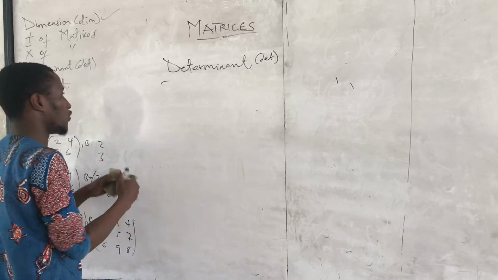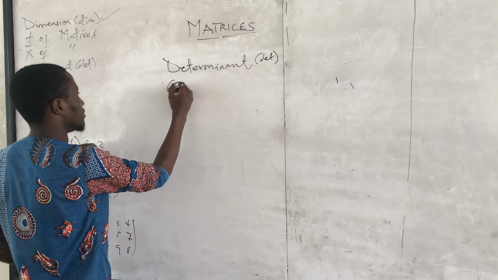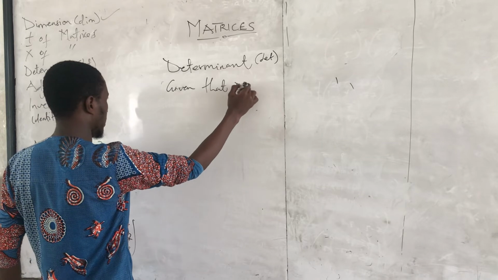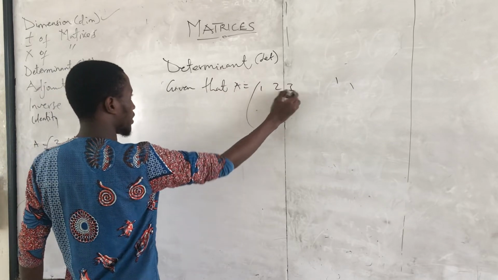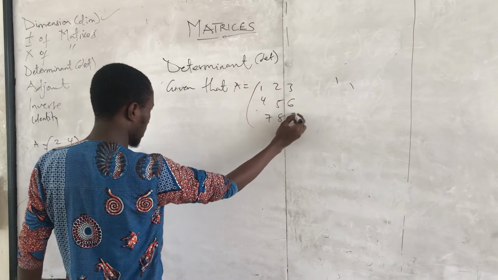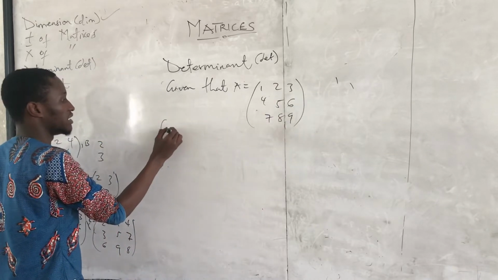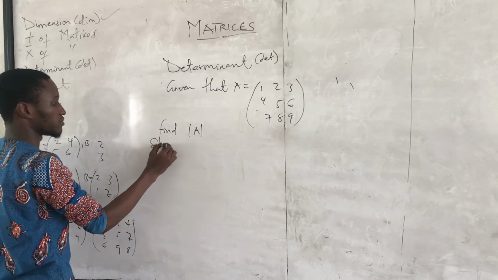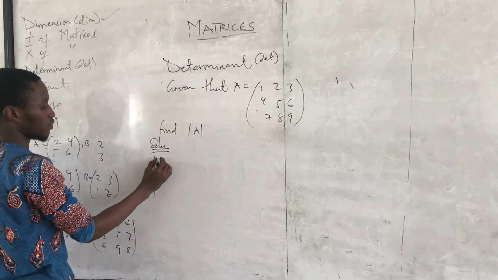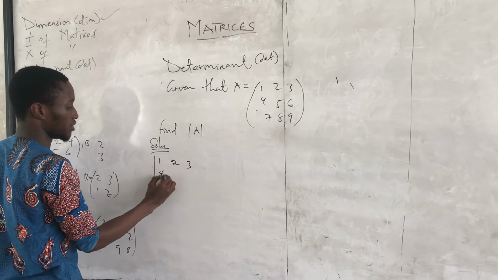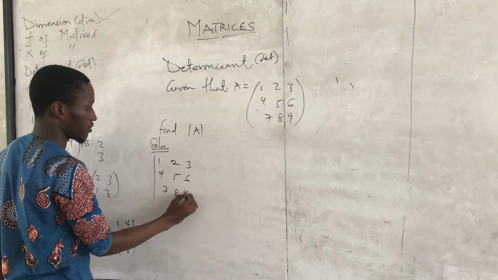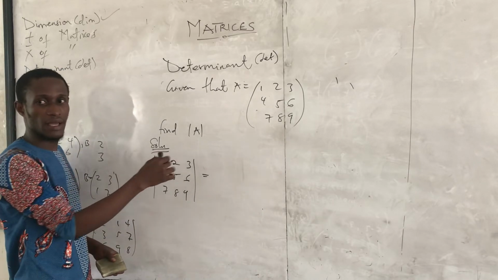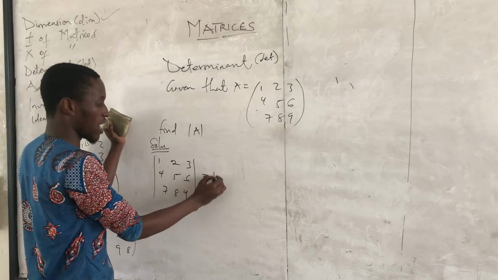So work the example for 3 by 3. Given that A is equal to 1, 2, 3, 4, 5, 6, 7, 8, and 9, find the determinant of A. So solution. We have the determinant of A, the symbol is there. We assume the signs are plus, minus, plus. So we take the 1.